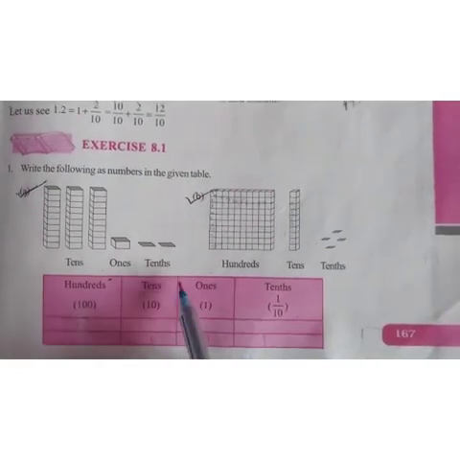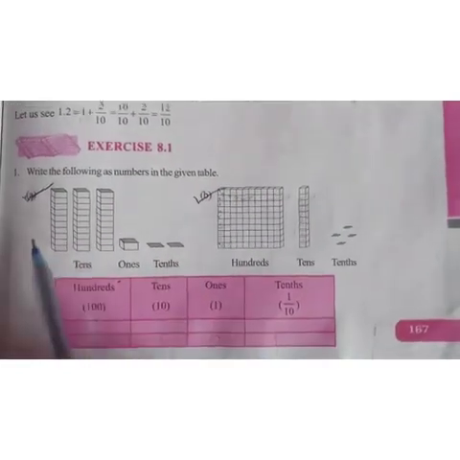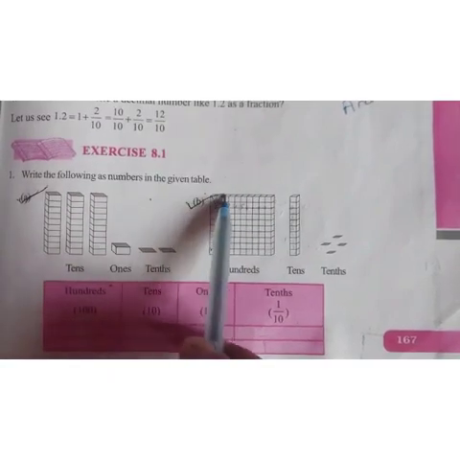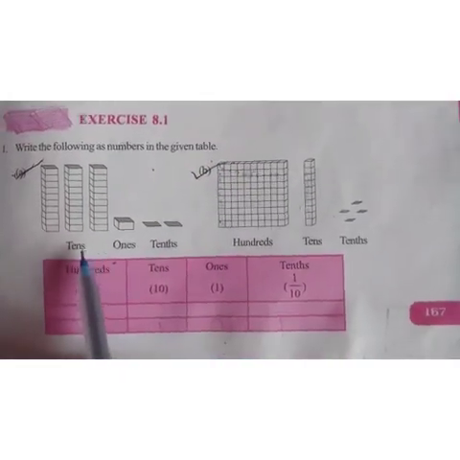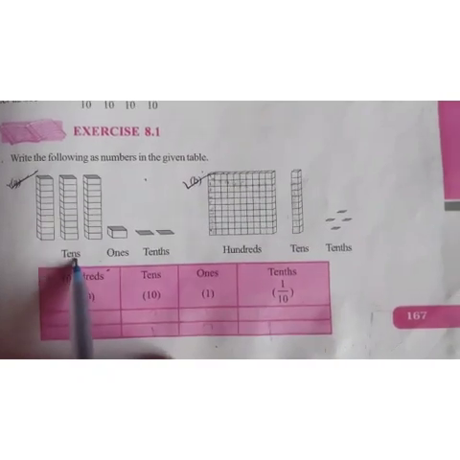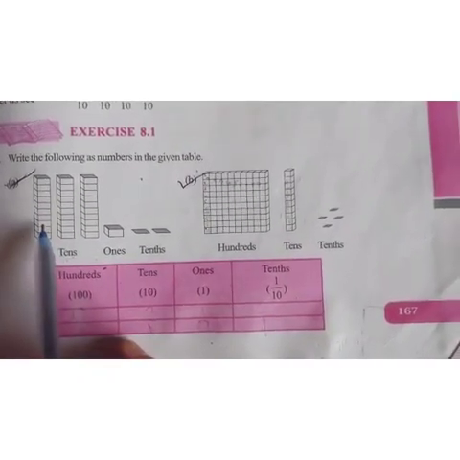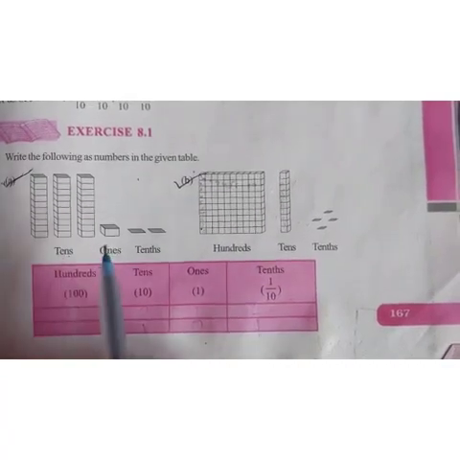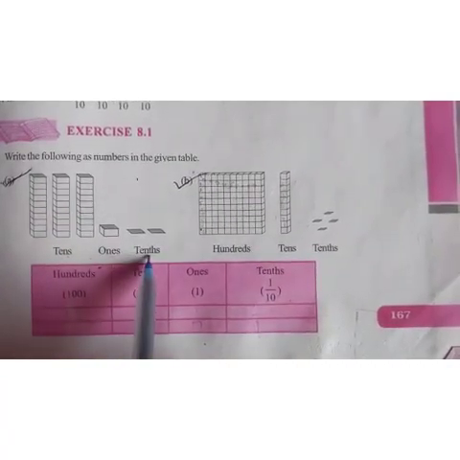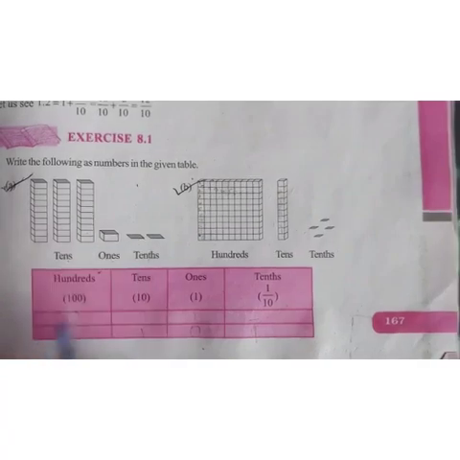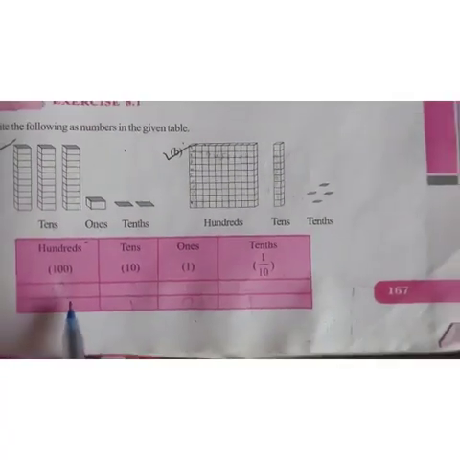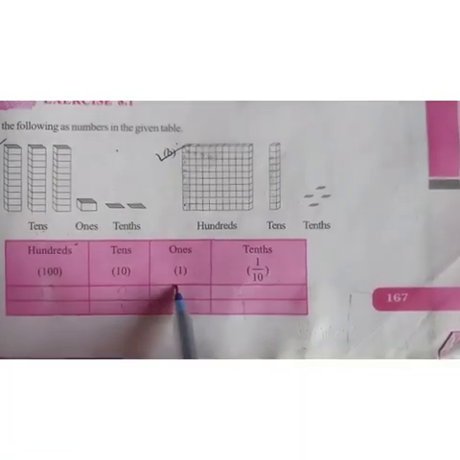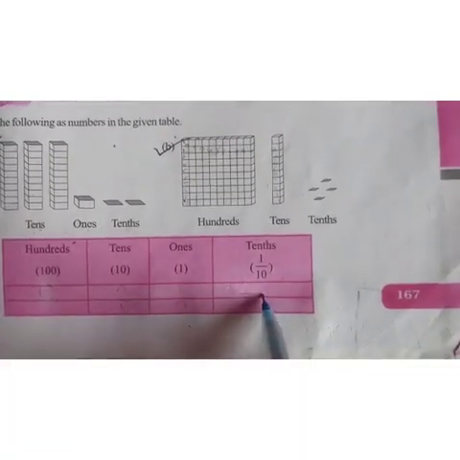Students, now let us start with exercise 8.1. Question number 1. Write the following as numbers in the given table. So children, you can observe the box here. Here in tens there are how many? 3. 1, 2, 3. Whereas in ones we have 1, and in tenths we have 2. So how will you place it? See here, they have given hundreds, tens, ones and 1/10.